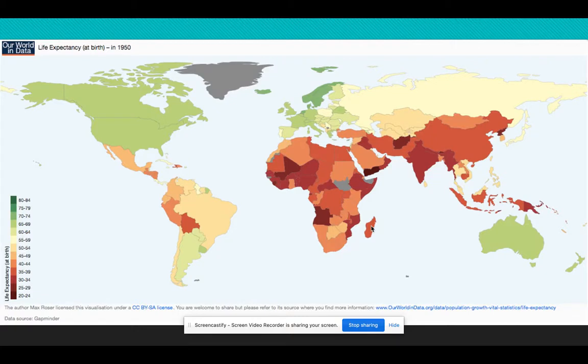Here we see life expectancy at birth. So the darker green it is, the longer people live there. The darker red it is, the younger people die there. We'll look at reasons later in the year for why some of these are more green and why some of them are more red.